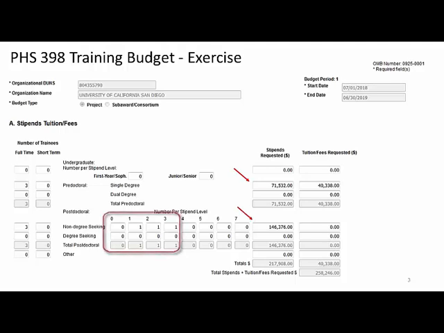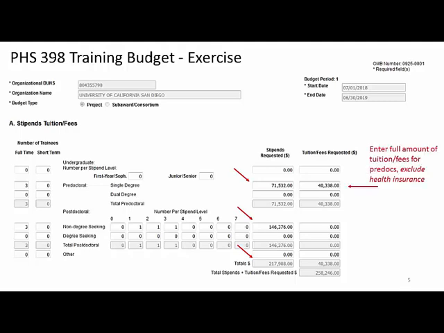Postdocs, I have one at level 1, level 2, and level 3, and your postdoc amounts are right here, and then that equals $146,376, and here's your total stipend. So I did classify, just for simplicity's sake, that these are non-degree postdocs. I could have put them in degree seeking, and then we could have added tuition and fees for them, but I wanted to keep it relatively simple.